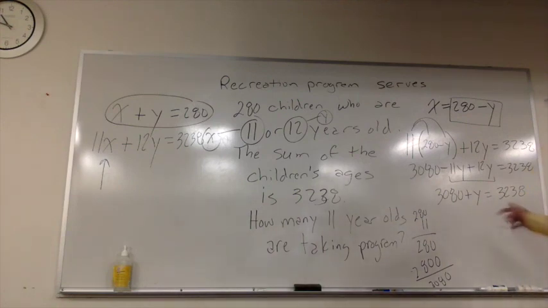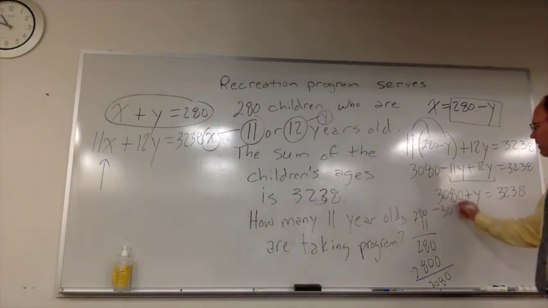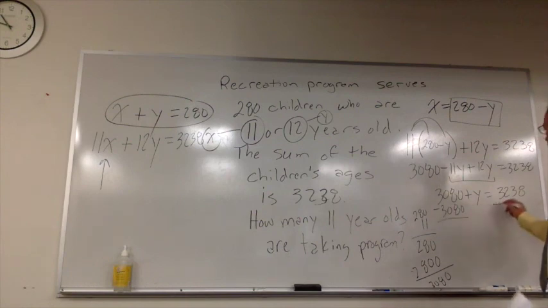I want to get Y by itself, so I'm going to subtract 3,080 from each side. 8 comes down. I have to borrow here. That becomes a 1. So 13 minus 8 is 5. I borrowed and bring it down, so I have 158. So Y is equal to 158.